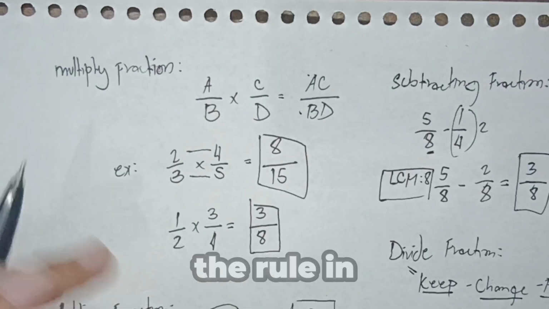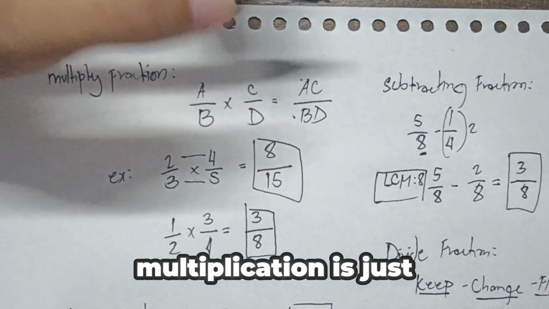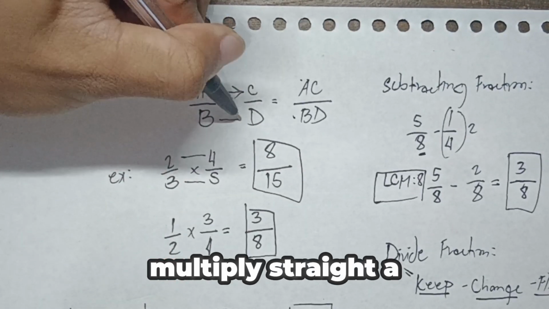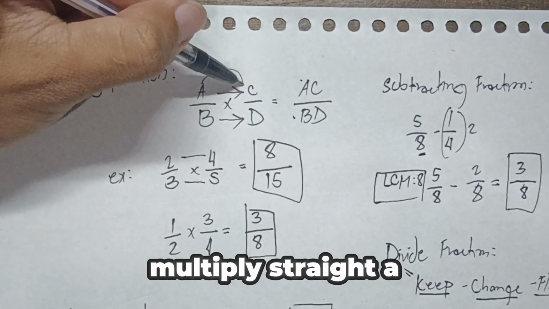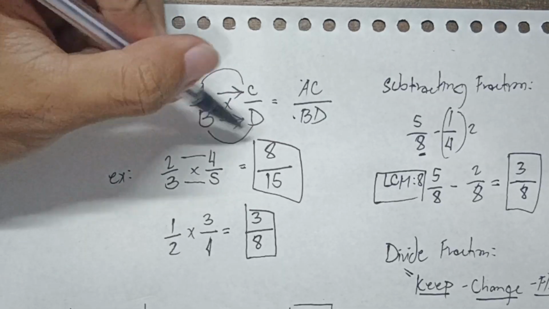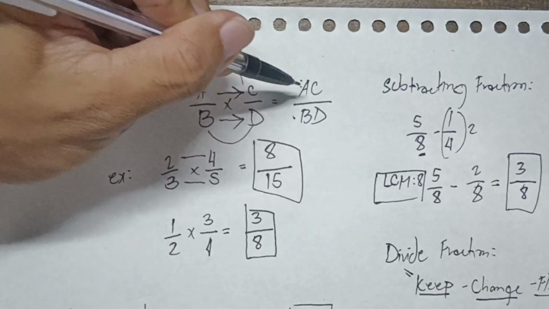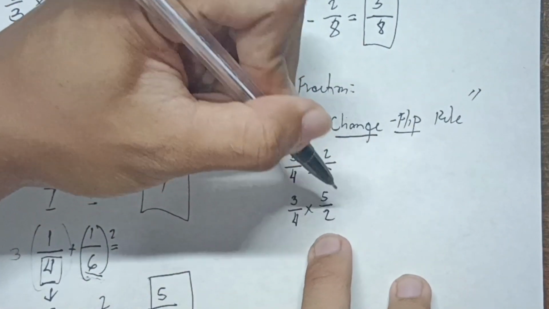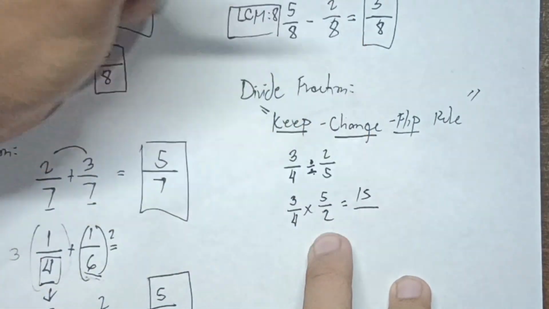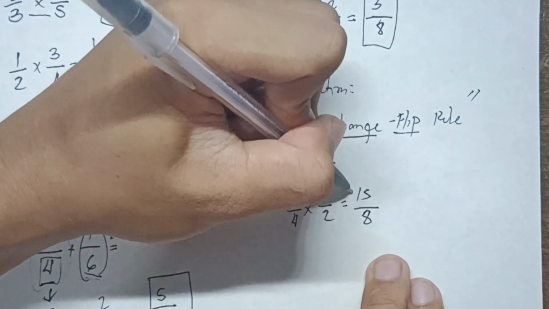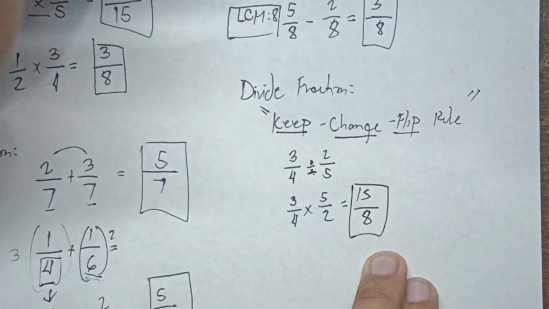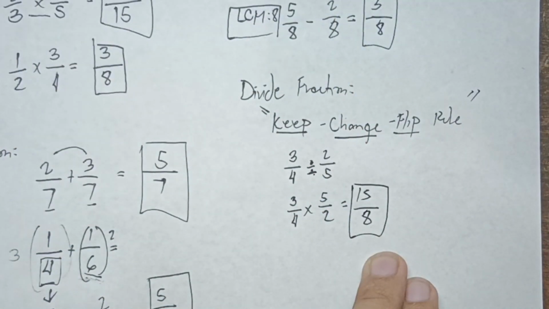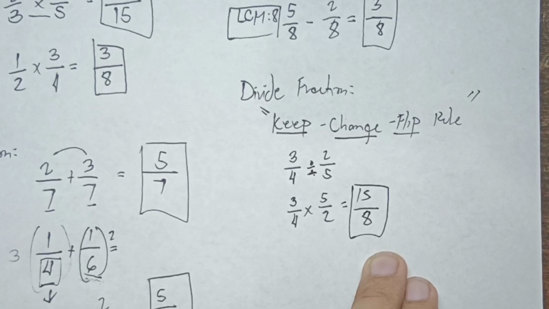And remember, the rule in multiplication, you just multiply straight. A multiplied by C, B multiplied by D. Numerator by numerator, denominator by denominator. So, just need to multiply this. That's 15 over 8. This is the answer. That's the whole secret: change and flip.